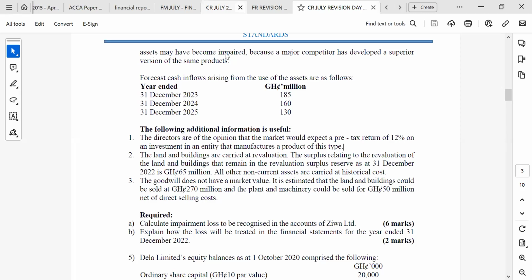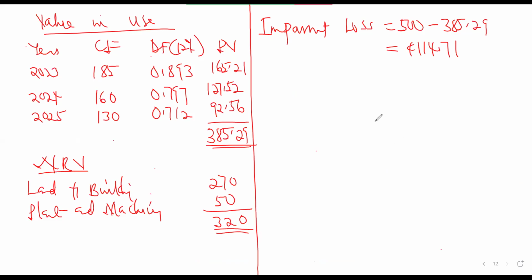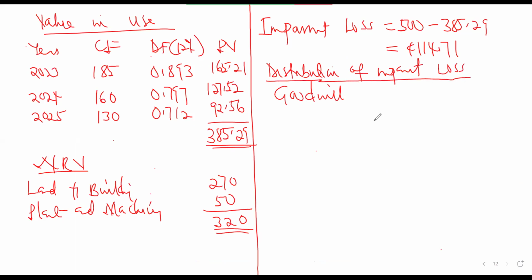How do we share the impairments? So the goodwill will take first, and the other one will be in proportion. Okay, so we have the distribution of the impairment loss. Goodwill will be taking how much? 70. Okay, goodwill will be taking 70.